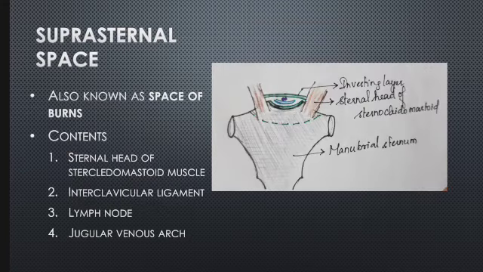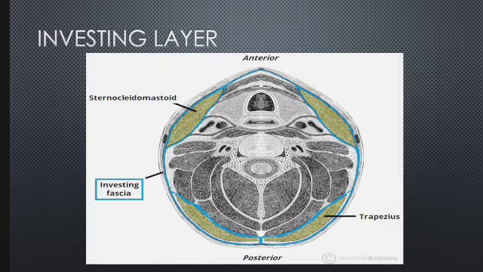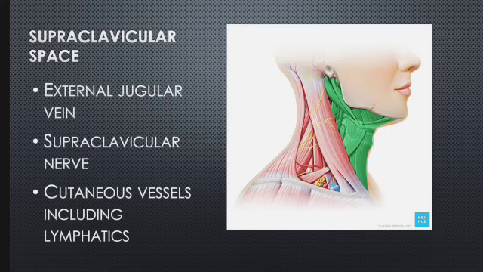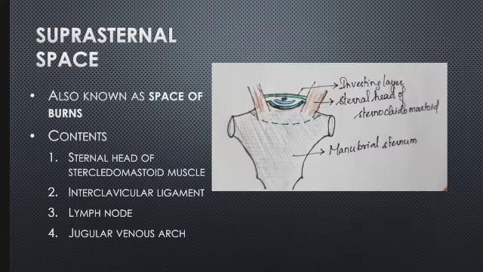The special feature of the investing layer is the two spaces. The muscles enclosed by the investing layer are the sternocleidomastoid muscle and the trapezius muscle, and there are two different spaces: the suprasternal space and the supraclavicular space. The suprasternal space is otherwise called the space of Burns. The contents of the space of Burns are the sternal heads of the sternocleidomastoid muscles, the interclavicular ligament, lymph nodes and the jugular venous arch.